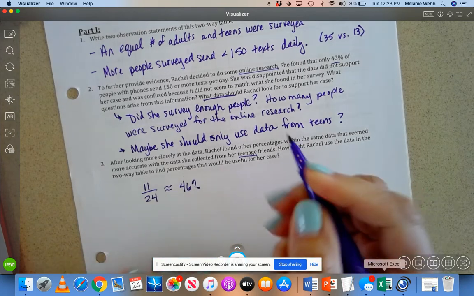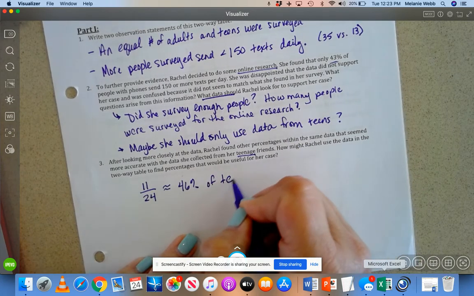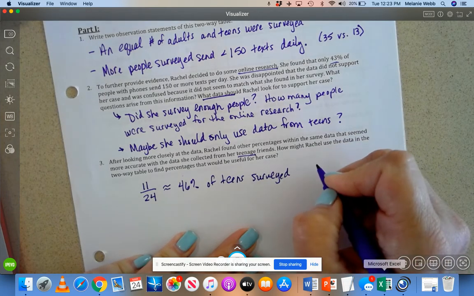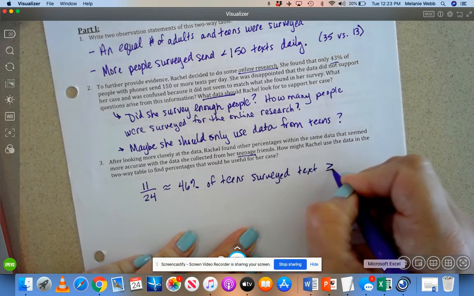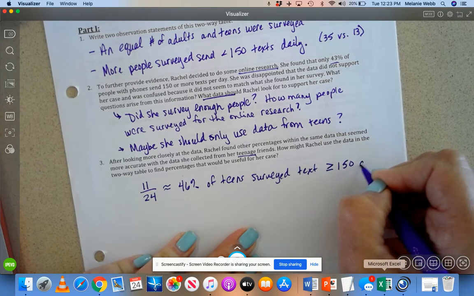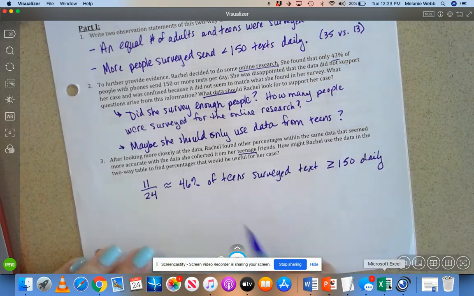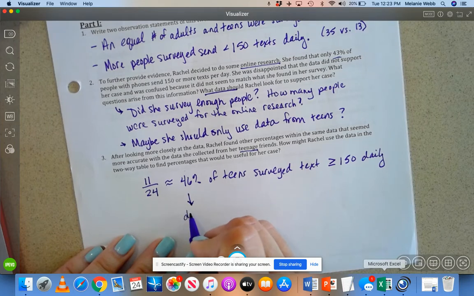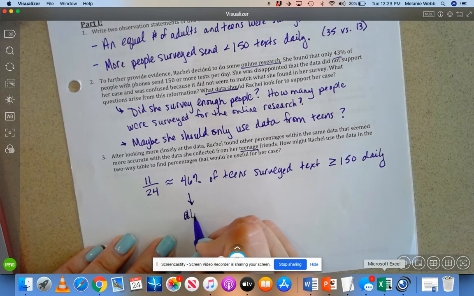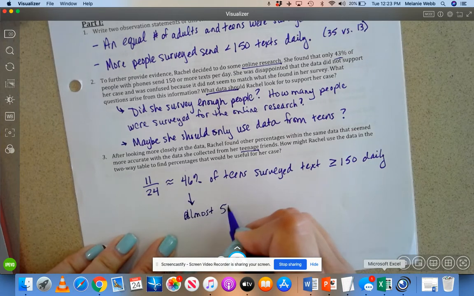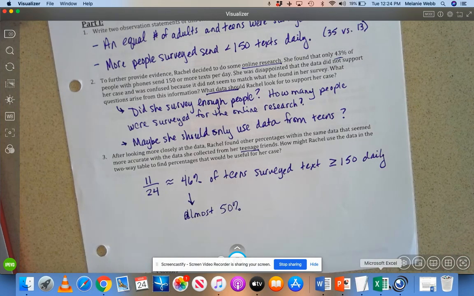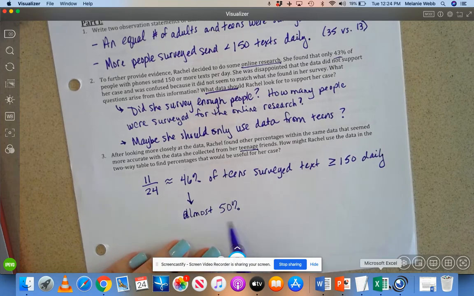So 46% of teens surveyed text 150 or more texts a day. So, she could argue maybe, well, 46% is almost 50%. So she could make her case that like 50% send more, 50% send less, it's reasonable.